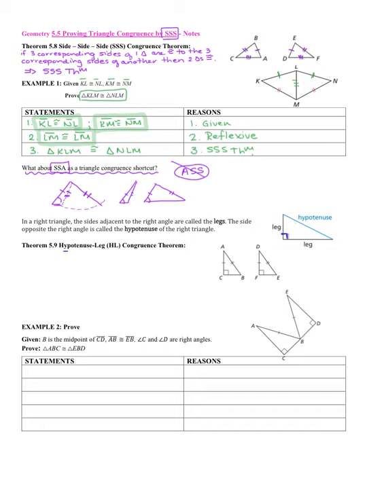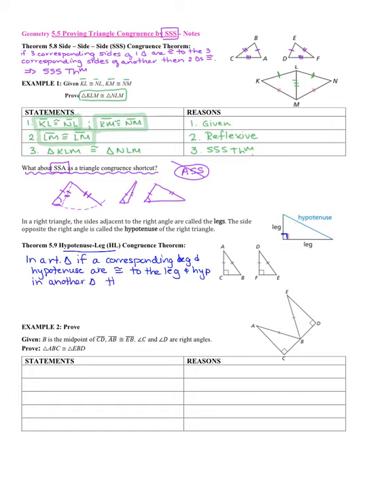All right. So, hypotenuse leg. In a right triangle, if a corresponding leg and hypotenuse are congruent to the leg and hypotenuse in another triangle, then the two triangles are congruent.